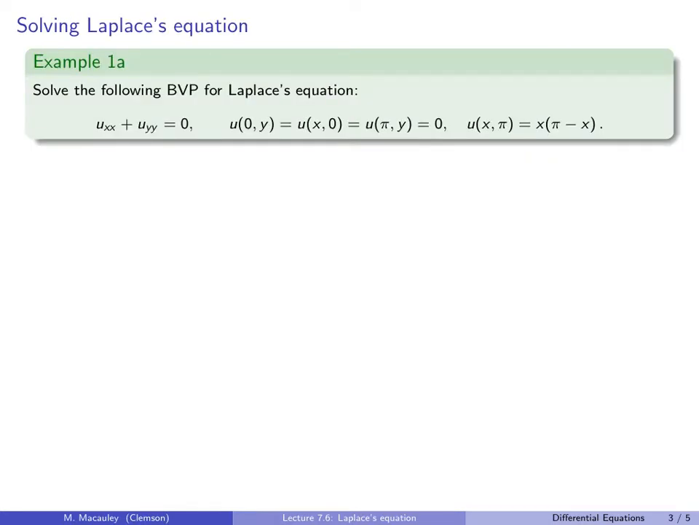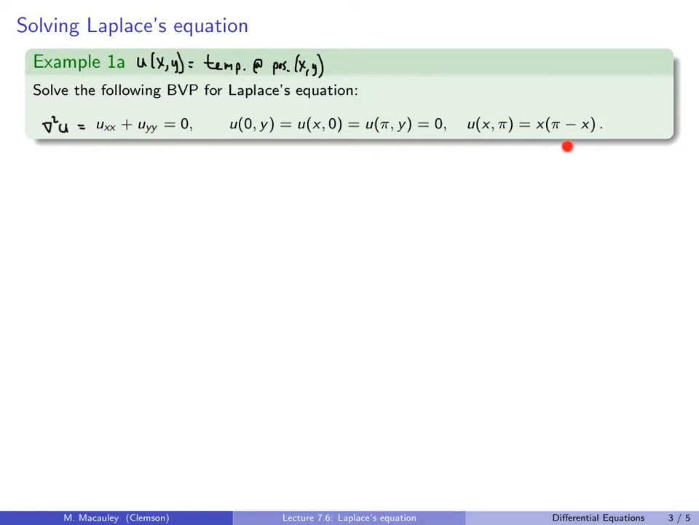Okay, so here's our first example. This is Laplace's equation right here. We can think of u as a function of two variables, which is the steady-state temperature at some position x and y. This thing here is the Laplacian of u, or just u_xx plus u_yy is 0.